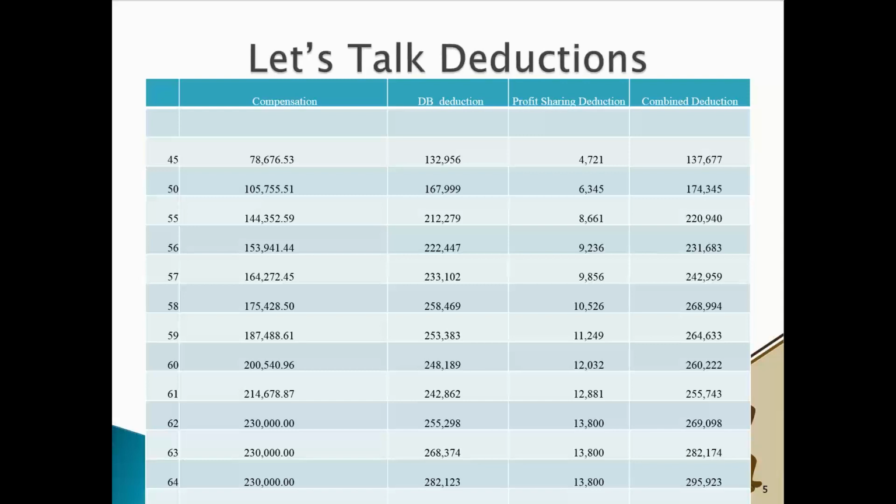Then, if we're talking about an owner-only plan, the maximum profit sharing is 6% of compensation, and to the right we've got the combined defined benefit deduction and profit sharing deduction. For some of our bigger clients that are covered by the Pension Benefit Guaranty Corporation, we can get a profit sharing deduction up to $58,000. So these combined deductions can be even higher.